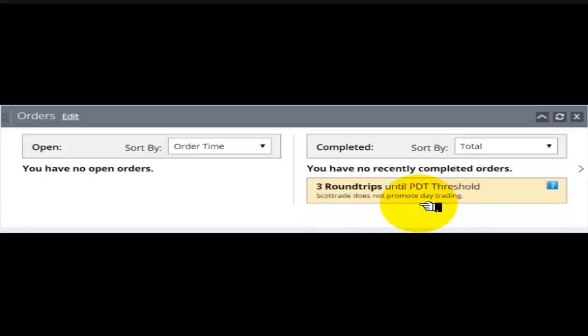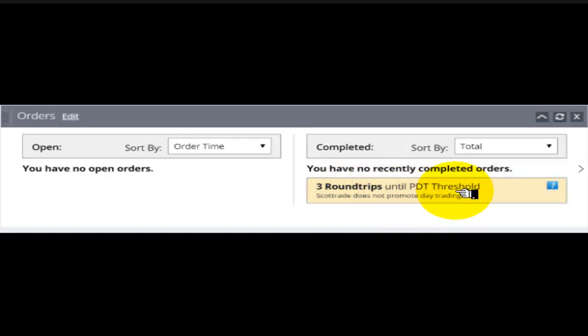Not only is it important the way you set up your account, but it's also important the amount of money you fund your account with. You see this right here? 3 round trips until PDT threshold. Scottrade does not promote day trading. We talked about round trips and what those are. That's entries and exits. An entry followed by an exit is one round turn or round trip.